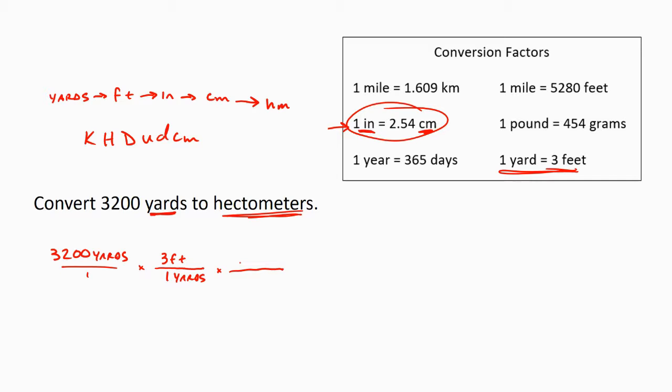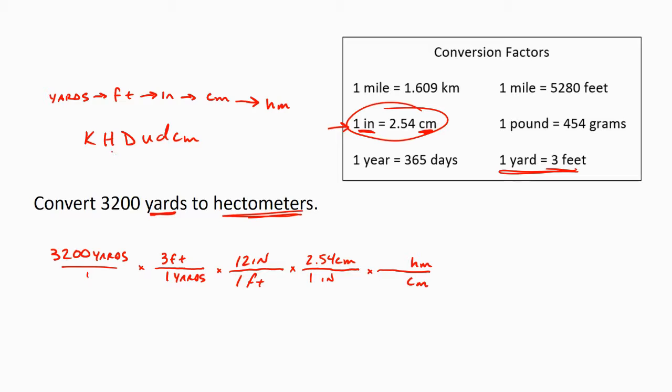If we want to go from feet to inches, there are 12 inches in every 1 foot. Then we'll place our next units to go from inches to centimeters: 2.54 centimeters for every 1 inch. And then finally, we'll go from centimeters to hectometers. We want hectometers, and we got centimeters at this point.